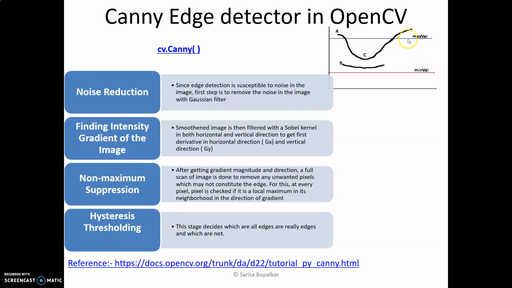In this step, two thresholds are decided, a maximum value and a minimum value. The pixels whose gradient is above the maximum value are surely edge pixels, and those whose gradient is below the minimum value are surely not edge pixels. Now the pixels whose gradient lies within this range, suppose this C, this pixel is connected to a pixel which is above the maximum value, so we can consider this as an edge pixel, and this pixel B is not connected to any pixel above the maximum value, so we cannot consider this as an edge pixel.